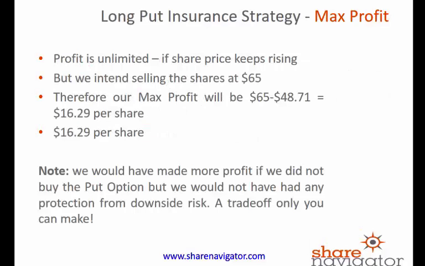So what's our max profit? Well, our profit is technically unlimited with this because if the share price keeps rising, obviously the value of our stock keeps rising and our profits keep going up. But remember, in this example, we said we're going to sell our shares at 65. So let's use that as a proxy for estimating our max profit. Our max profit is our selling price minus the cost of the shares, which is $48.71, including your put option. So that leaves you a profit of $16.29 per share, which is quite substantial.